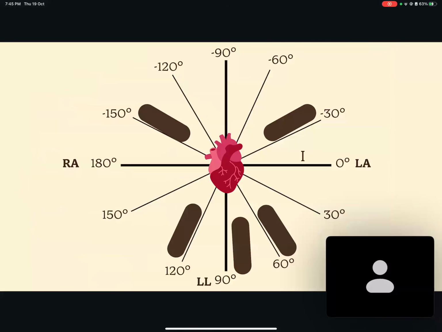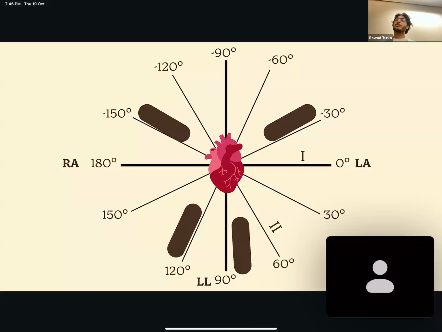Yes, it makes sense. Perfect. I'm so glad. Now, what about lead 2? Can somebody tell me what angle lead 2 is? 60 degrees. Yes, perfect. 60 degrees, because we're looking in from the right arm to the left leg. And if you draw a line from your right arm to your left leg, it should match around 60 degrees.